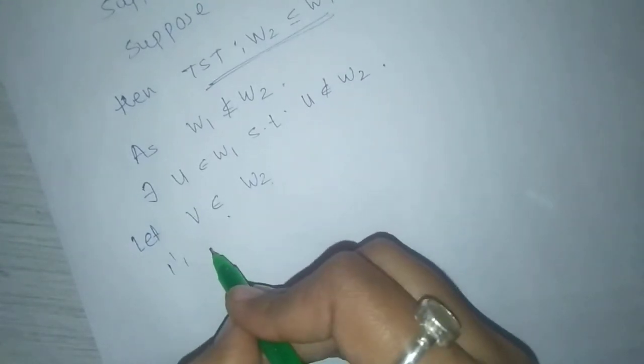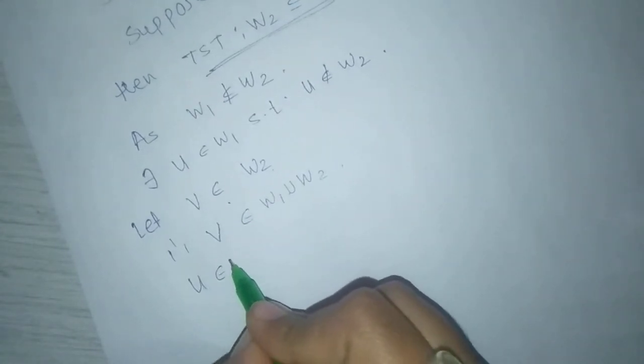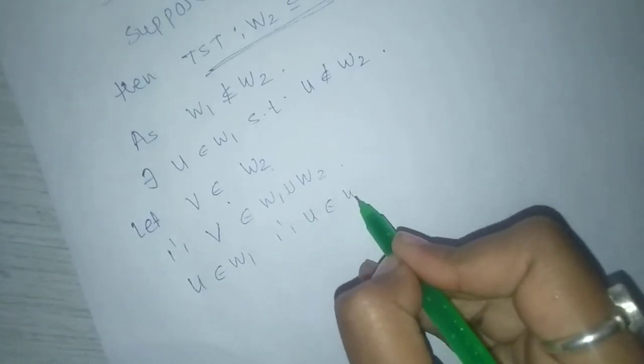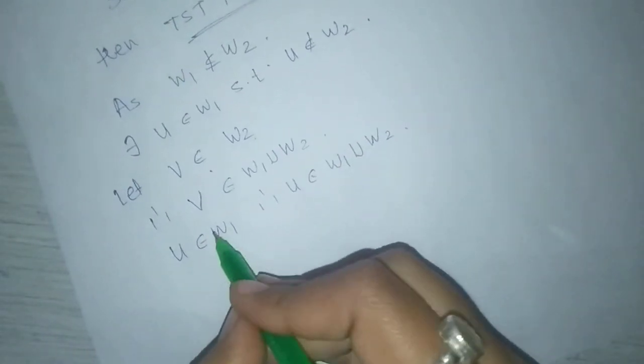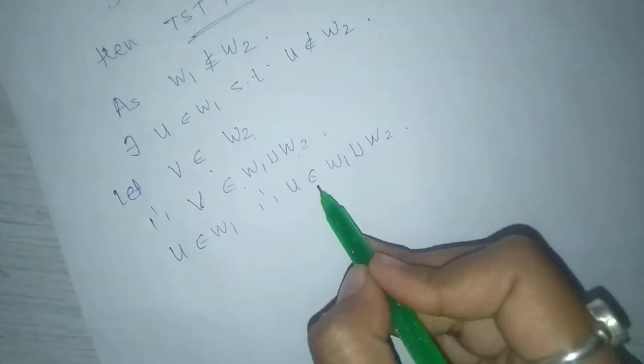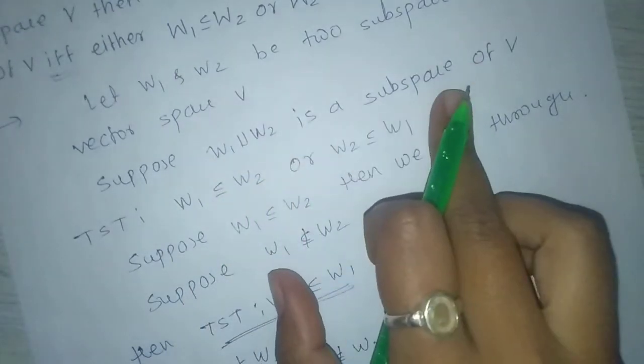Therefore, V belongs to W2 means V belongs to W1 union W2. U belongs to W1, therefore U belongs to W1 union W2, because for W1 union W2 the condition is that the elements are contained in W1 or in W2. Here V belongs to W1 union W2, U belongs to W1 union W2, and we supposed W1 union W2 is a subspace of V.